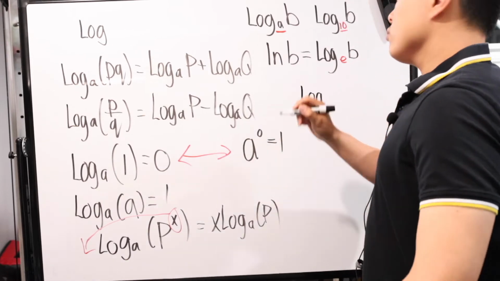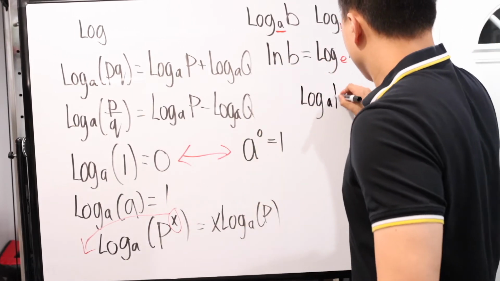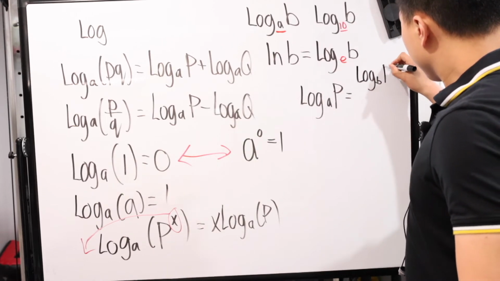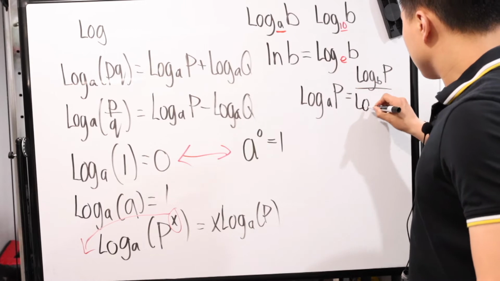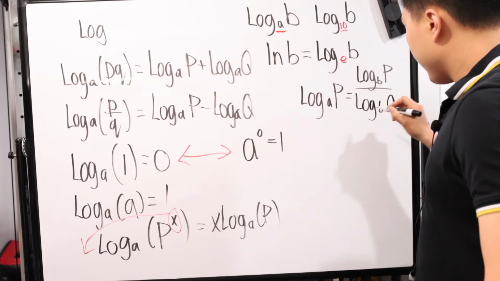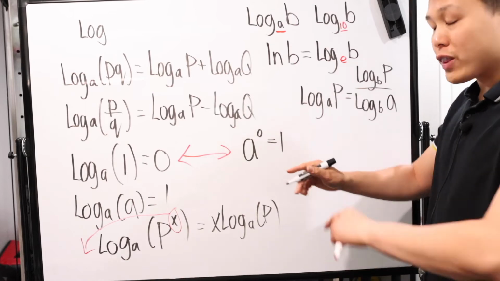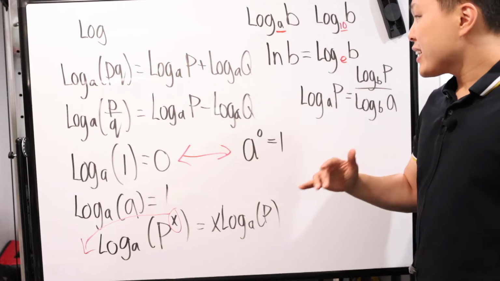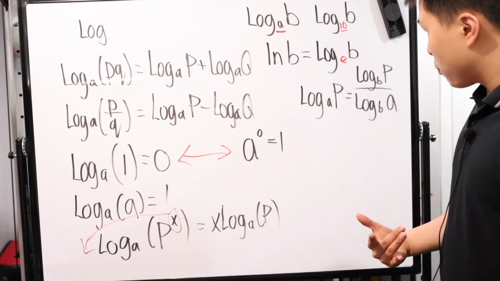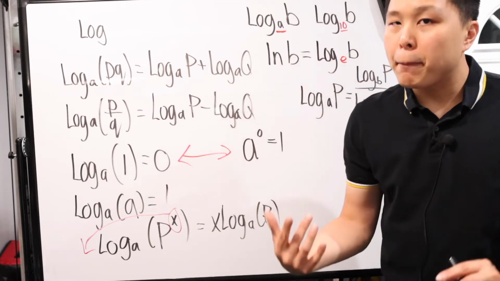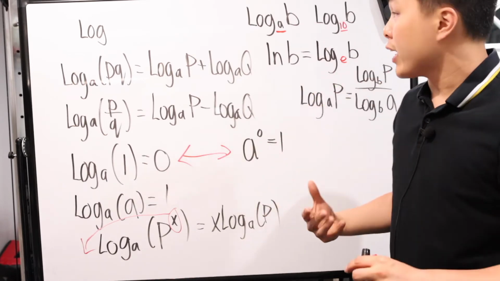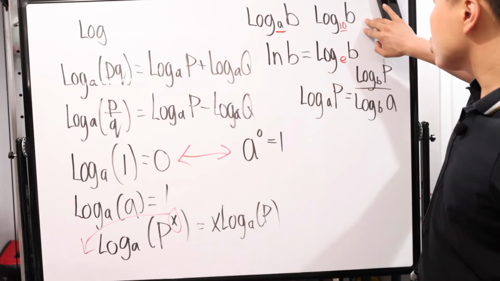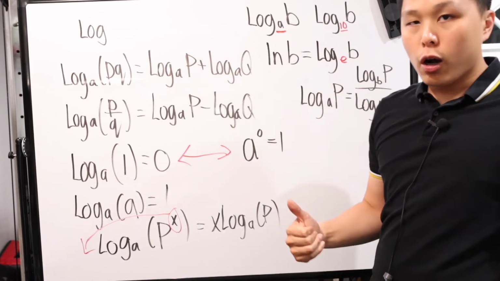Log base, let's just say A of P is the same as log base B of P over log base B of A. This right here is called the change of base formula, right? Now, why is it important? Because when you encounter logarithm problems, most of the time they'll give you a base number that just really doesn't work, especially when you are working with a calculator that is only programmed most of the time to log base 10 or log base E.